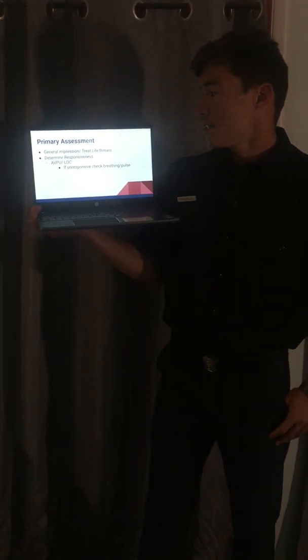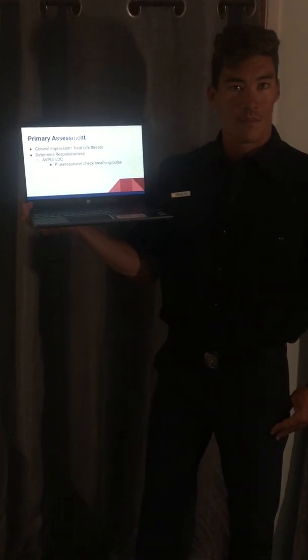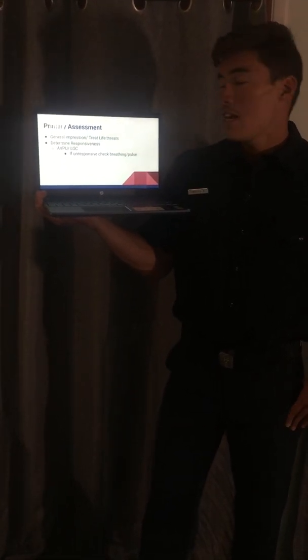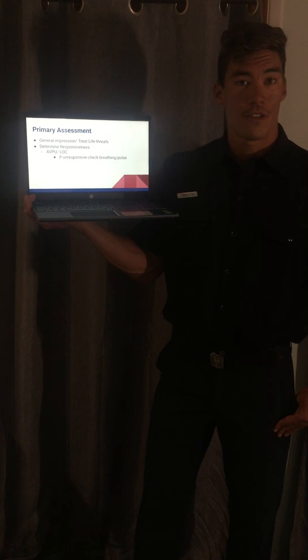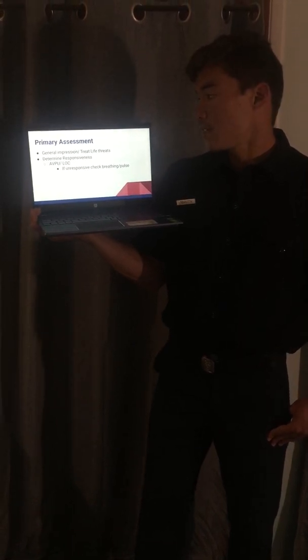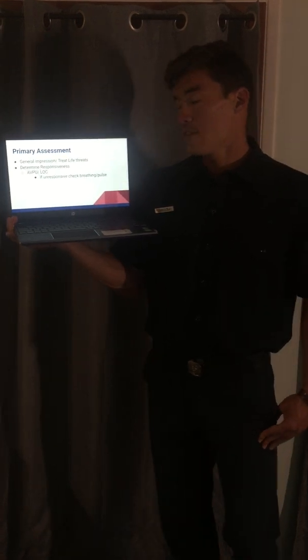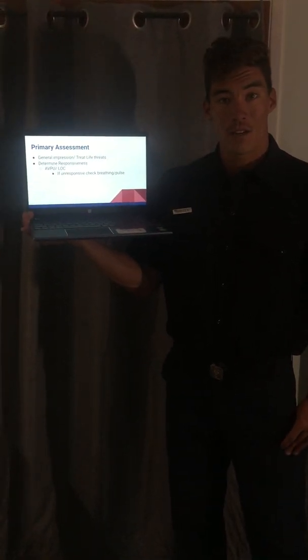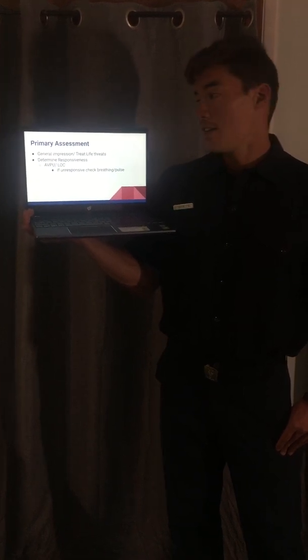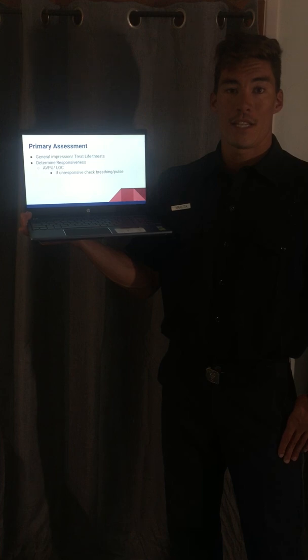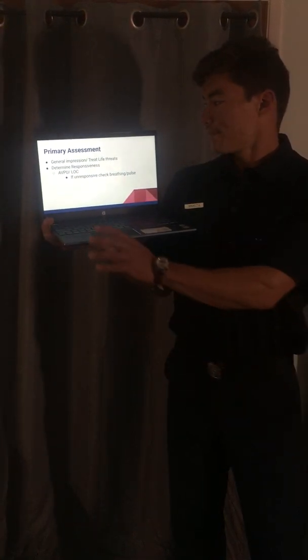Going into our primary assessment, you want to get a general impression and treat any life threats. So that means if you come up on scene and there's an immediate life threat, you want to treat that right off the bat. You also want to determine responsiveness, which includes determining if the patient is alert, if they're verbal, if they respond to pain, or if they're just unresponsive. If your patient is unresponsive, you must check their breathing and circulation right away.